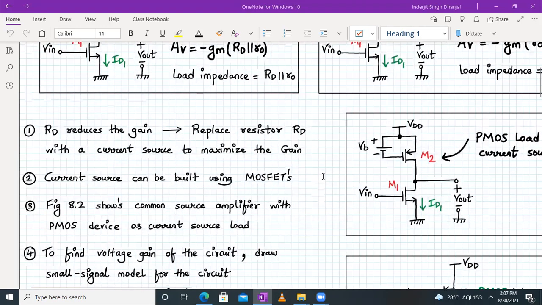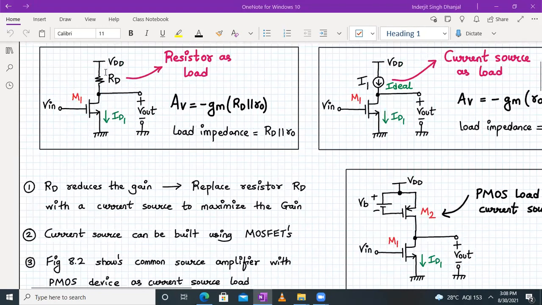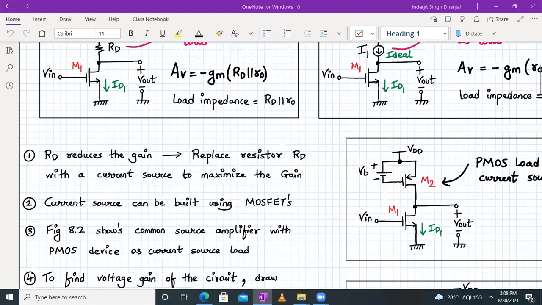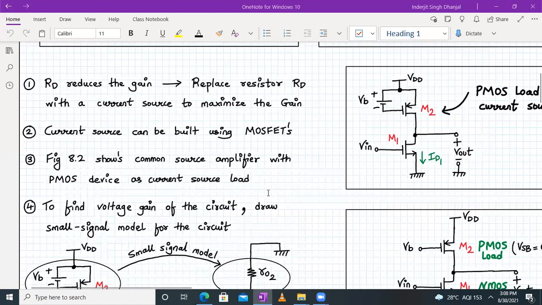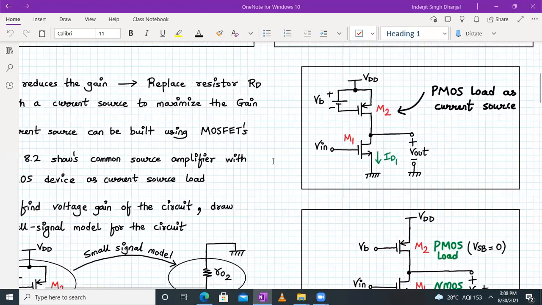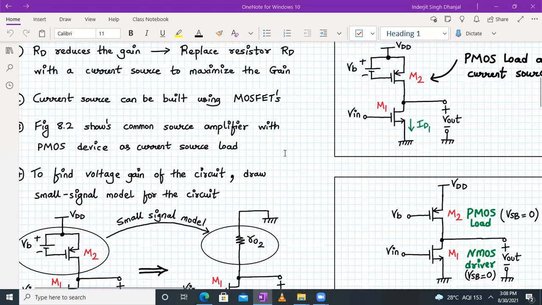Now, let us discuss this point. In the earlier circuit, RD was the cause of reduction in the gain, as you can see, since it was a parallel combination. So we replaced the resistor RD with a current source to maximize the gain. Current sources can be built using MOSFETs, and this is a classic example of how. This circuit uses a PMOS load as a current source load.